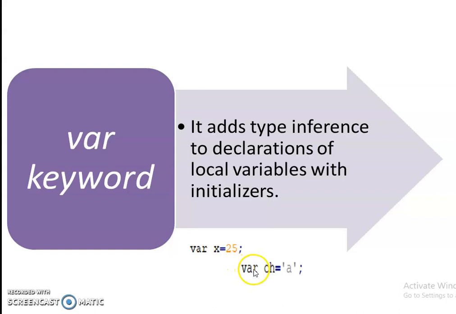In the second case, we are assigning a character value to the ch variable. So the data type of ch will be char. So no need to write a particular data type. We can use the var keyword and it will automatically identify the data type of the variable, right?